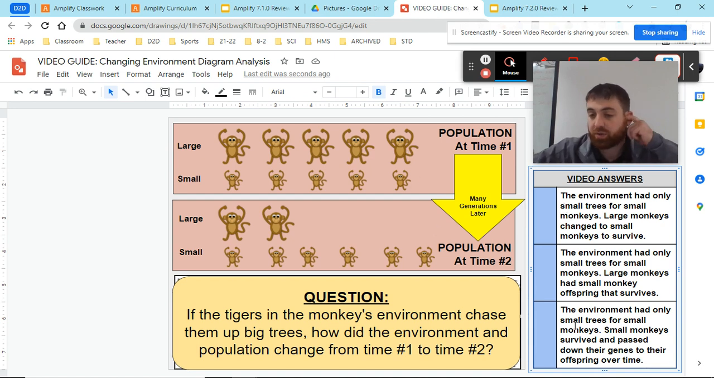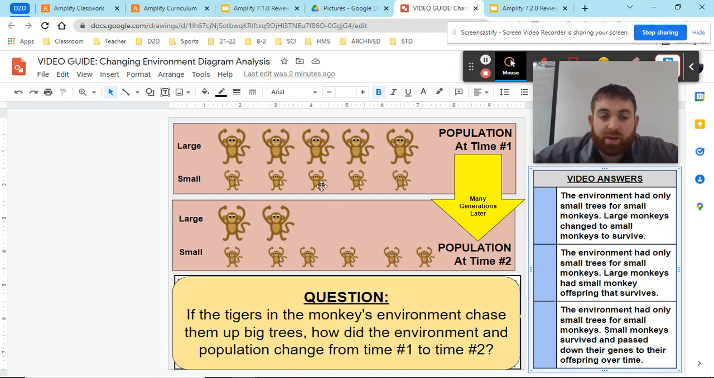So let's go ahead and take a look at our three possible answers and decide which one makes the most sense. Option one, the environment had only small trees for small monkeys. Large monkeys changed to small monkeys in order to survive. Option two, the environment only had small trees for small monkeys. Large monkeys had small monkey offspring that survived. And option three, the environment only had small trees for small monkeys. Small monkeys survived and passed down their genes to their offspring over time.